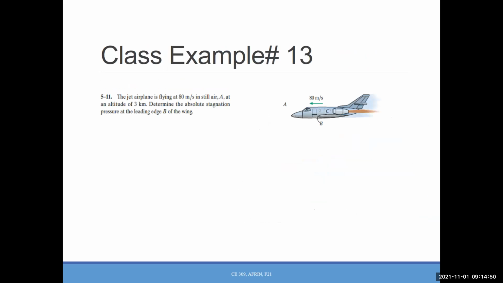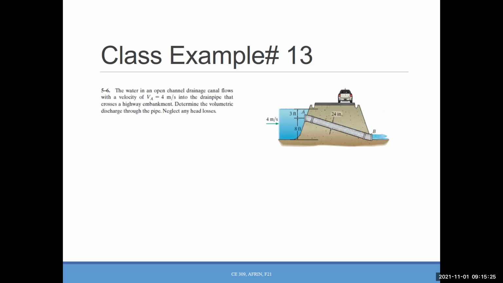Okay, so this is class example 13. For class example 13, I tried to add two different examples. One is for air, one is for water. Though we said that gases are the compressible ones most of the time, if the variation of density is very small, we can consider that as incompressible. So that's what we will do for class example 13A. But for your class, we will work with class example 13B first, and then we will come back to 13A. Okay, so let's work on that.